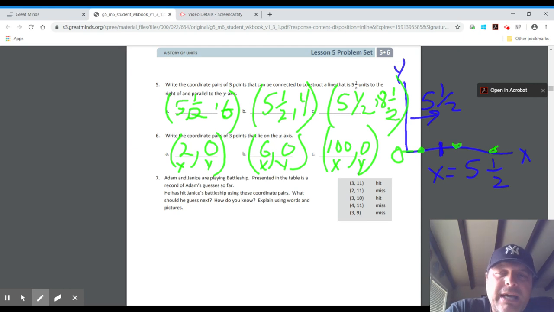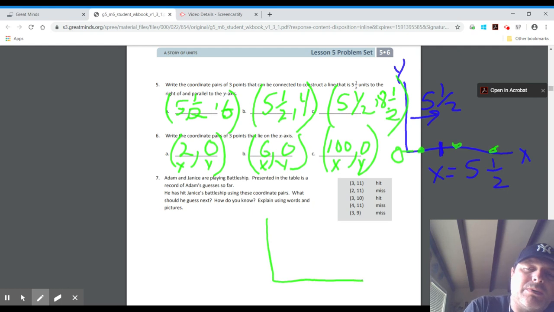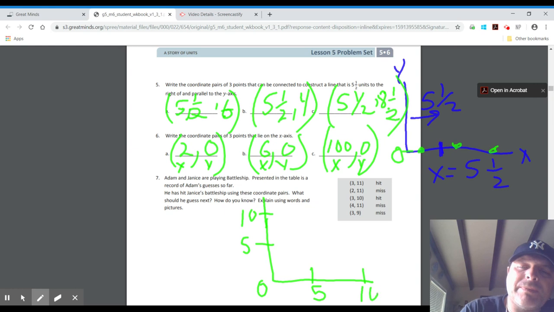So let's look at a pattern here. He hits everything on 11. So 11 is your y. So let's look at this. Okay. So if you had a coordinate plane, here you go. And let's go over here. And this is like, let's say that's 5. And that's 10. Okay. And then at the bottom we have 5 and 10. Okay, we'll do that. Now he hits at 3, 11. So 3 would probably be right here somewhere. And 11 would be here.